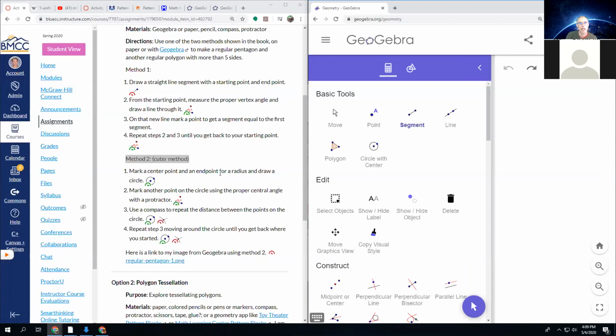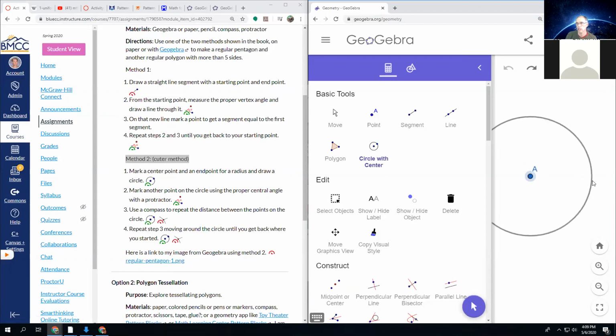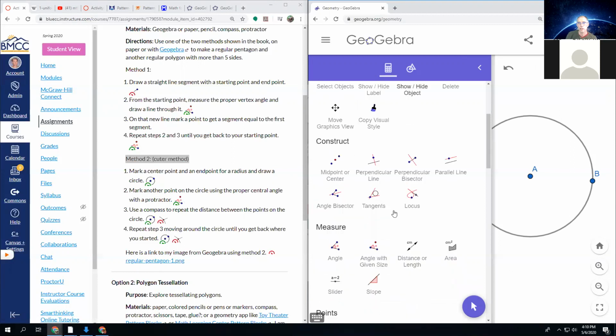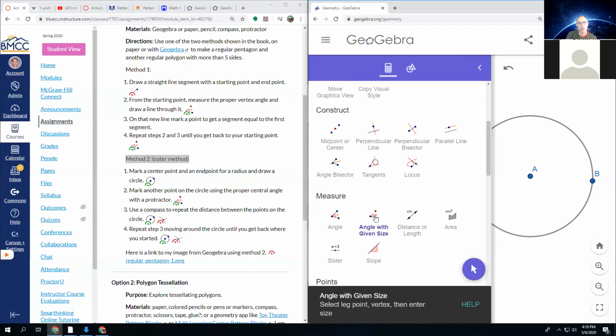Mark a center point and an end point and draw a circle. Okay, and I'm recommending using that tool, circle with a center. So I go boom and boom. So now I have a center point marked and I have a point on the circle marked. And these directions are in the book, written slightly different. Mark another point on the circle using the proper central angle with a protractor, and the protractor is that tool right there, and that would be the angle of a given size tool, right? See, they match.